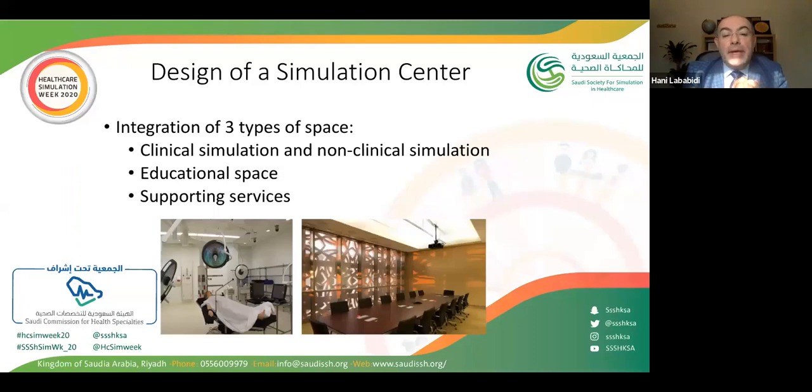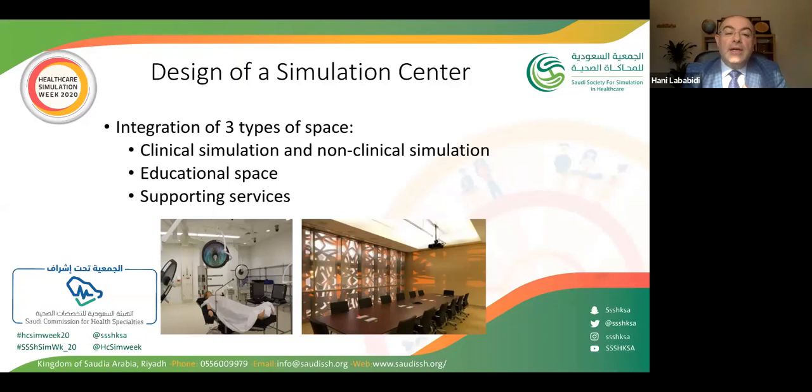Now for the space, in the design of the simulation center, you have to integrate three types of space. You have clinical simulation and non-clinical simulation, so the simulation area. You have education space, and you have supporting services. So these are the three types of spaces that you need to have in the simulation center. It is an educational center or space or building or flat, whatever you want to have. So you need to have also educational areas like meeting room, debriefing room, classrooms probably, as well as supporting services that I will talk about later on.